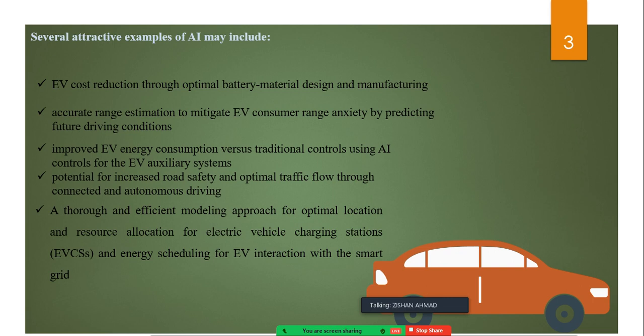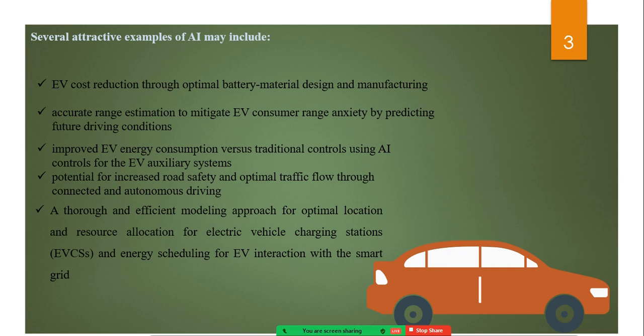As my title is related to artificial intelligence, I have mentioned certain attractive examples of artificial intelligence here. First, EV cost reduction through optimal battery material design and manufacturing, which will definitely reduce the overall electric vehicle cost. Second, accurate range estimation to mitigate consumer range anxiety by predicting future driving conditions. Third, improved EV energy consumption versus traditional controls, using artificial intelligence controls for the EV auxiliary systems, and potential for increased road safety and optimal traffic flow through connected and autonomous driving.